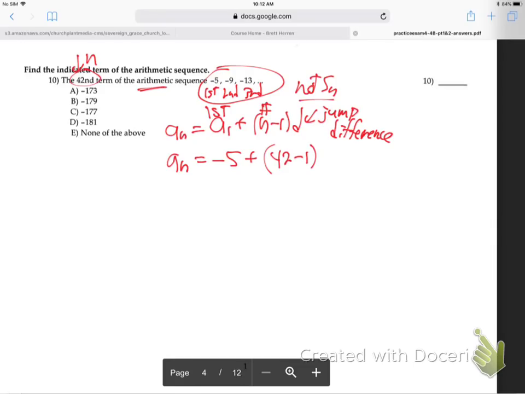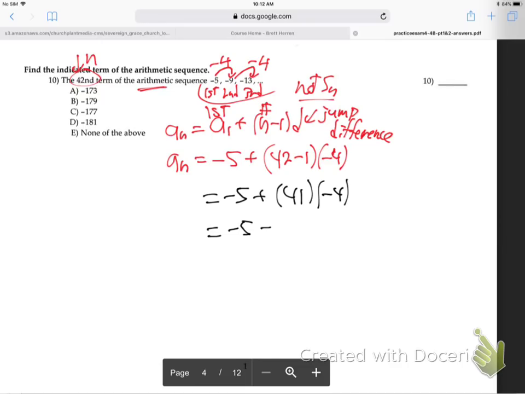What's the d? What's the jump from term to term? How do you get from negative 5 to negative 9? How do you get from negative 9 to negative 13? Minus 4. Every time you go down by 4. Good, subtract 4. So, minus 5, plus 41 times minus 4. Minus 164. Minus 169. It's not there. It's always disturbing. Is that the right answer? Is it E? All right. None of the above. Good? Questions? I'm going to keep moving.